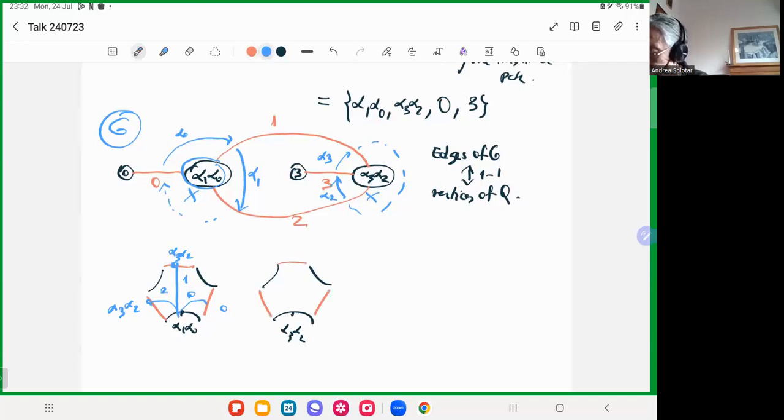So I will put here, this is 1, goes to alpha 1, alpha 0. Then I have 3 that goes to 3. And finally, I have 2, which also goes to alpha 1, alpha 0. And then I'm going to glue these two, okay?